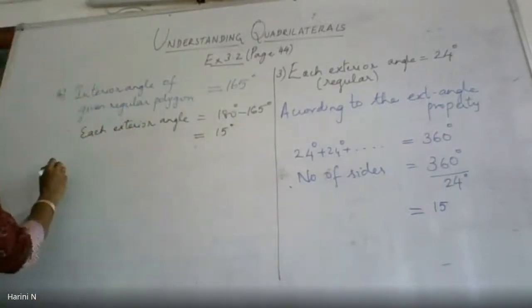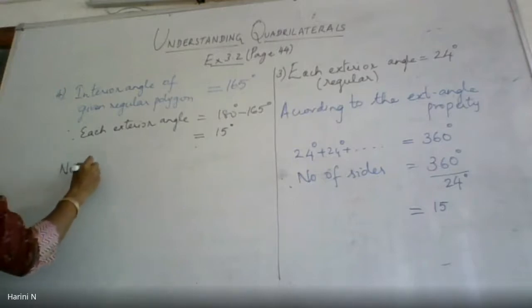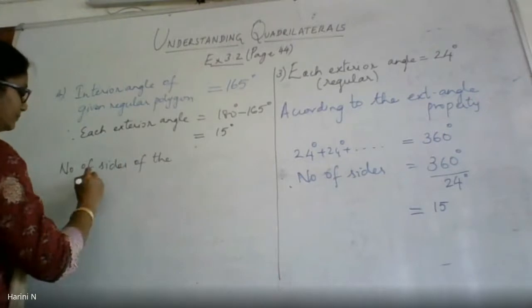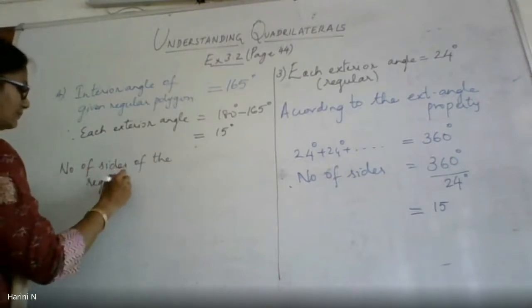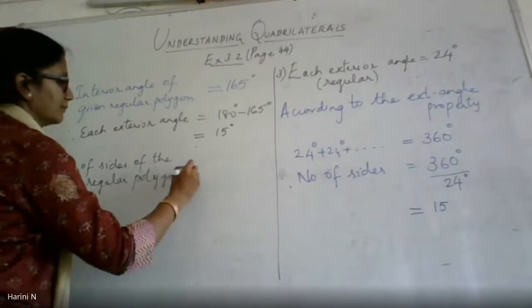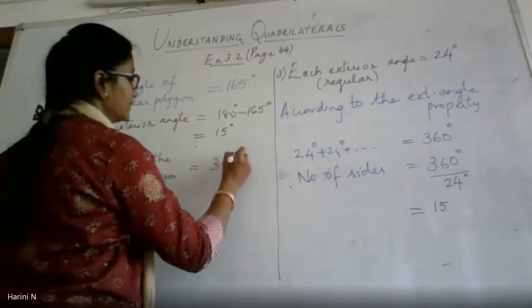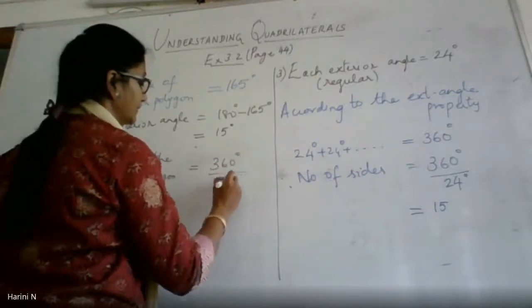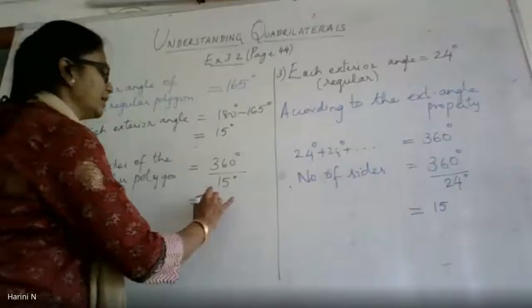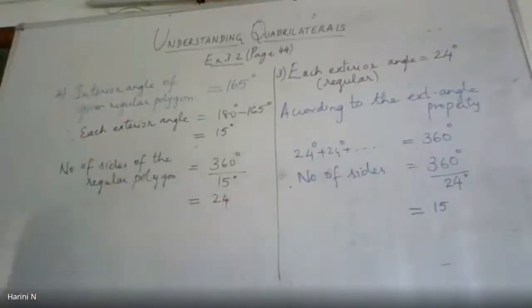Now, number of sides of the regular polygon, using my exterior angle property, will be 360 degrees divided by 15 degrees, as each exterior angle is 15 degrees. So divide 360 by 15 and tell me what you will end up with? Ma'am, 24. 24. Yes, you will have a 24-sided polygon.